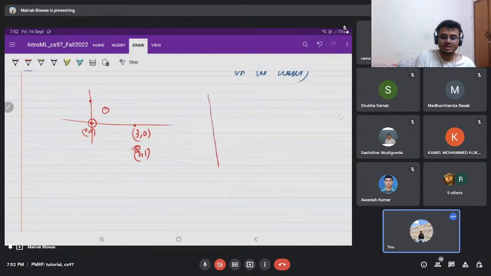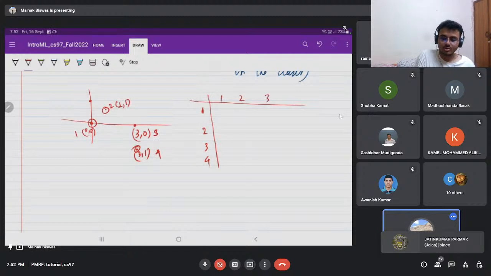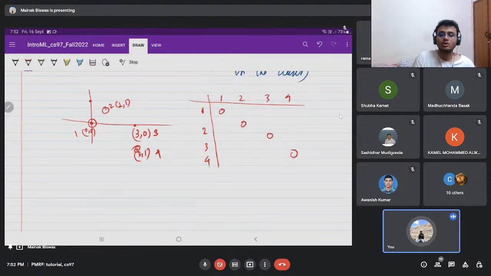So let's make a chart like this: 1, 2, 3, 4 along this side, and 1, 2, 3, 4 along the top. Let the distance between a point and itself be 0. So what is the distance between 1 and 2? I'll write the 4 points down here to help you visualize: (0, 0), (1, 1).